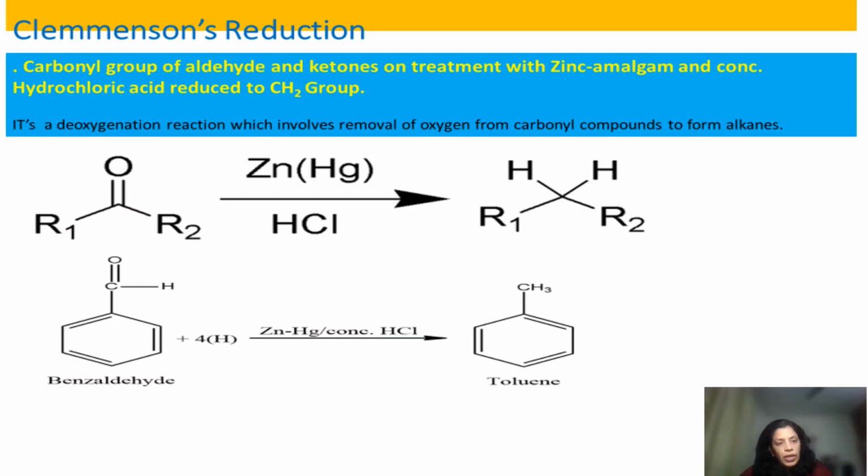Clemmensen reduction reaction is a reduction reaction for the carbonyl group. In this, the aldehyde or ketone on treatment with zinc amalgam and HCl is reduced to the corresponding hydrocarbon. Since it's a reduction reaction, the oxygen atom will be replaced by two hydrogen atoms. Similarly, when we take benzaldehyde and reduce it with zinc amalgam and HCl, it will give toluene.